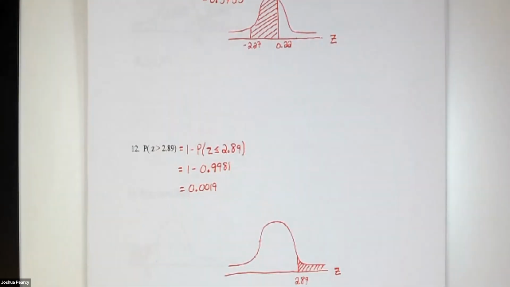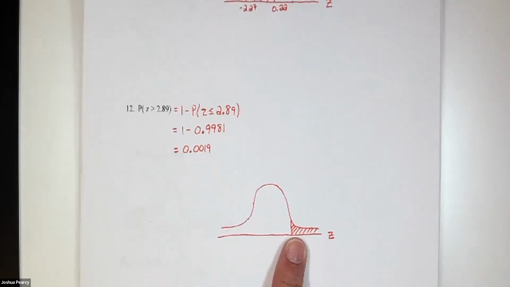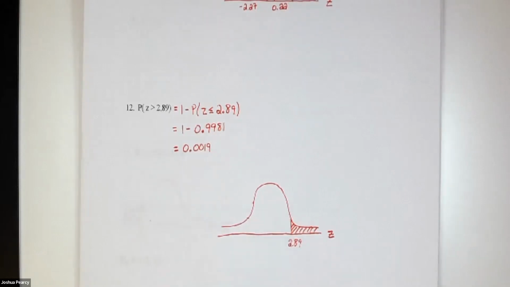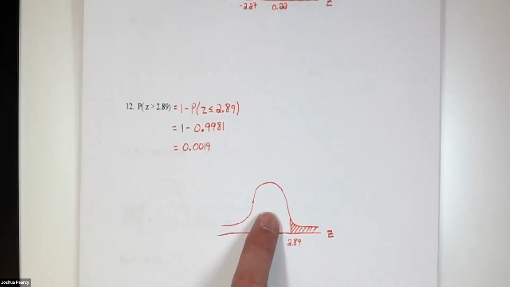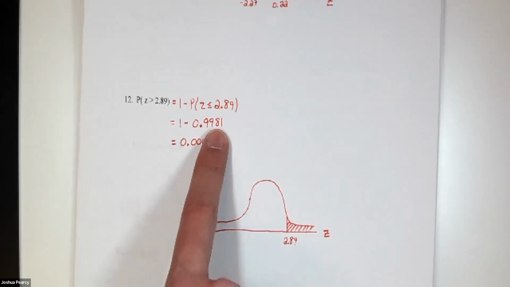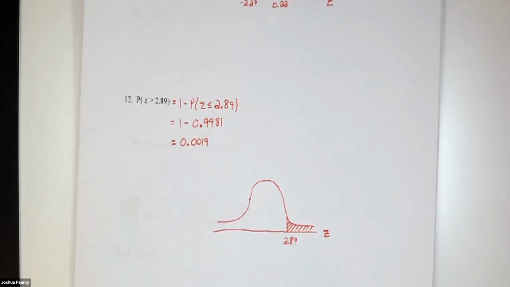number 12, use the same idea. It's just saying the probability of z being greater than 2.89. So you want the area on the right-hand side of 2.89. But the table will give you the left-hand area. So take 1 minus the left-hand area to give you the right-hand area. It will give you 0.0019.